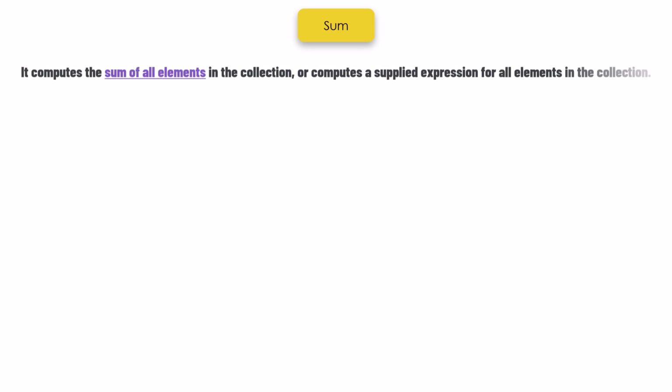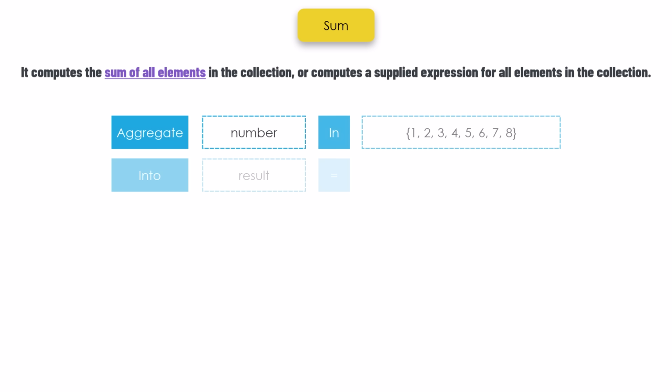The next function is sum. It computes the sum of all elements in the collection, or computes a supplied expression for all elements in the collection. This function can also be used in the same way as max and min functions. For example, the following query.